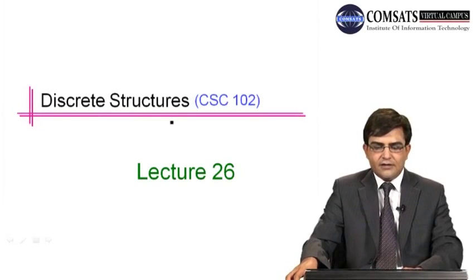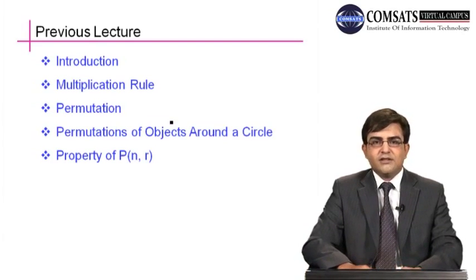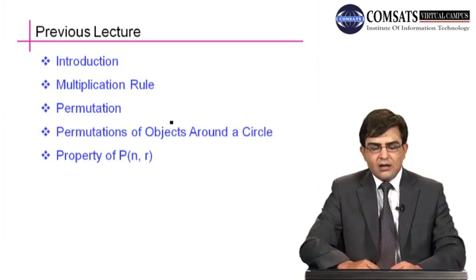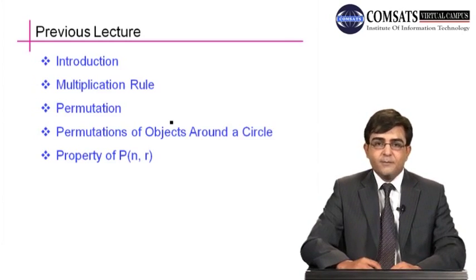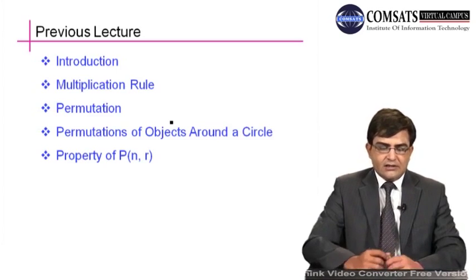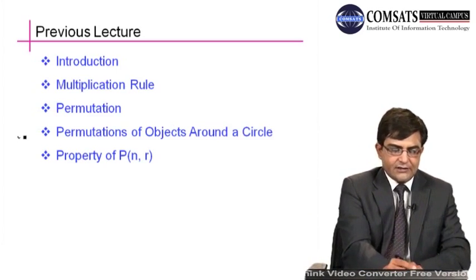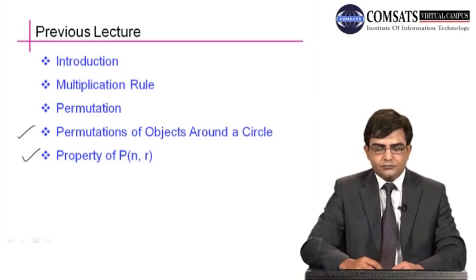In the previous lecture we started counting rules and studied the introduction, what counting rules basically are. We also discussed the multiplication rule and its applications, and we started permutations. Due to the shortage of time, we haven't discussed two last topics: permutation of objects around a circle and properties of P(n, r). So today first we shall discuss these two topics and then we shall start counting rules 2.